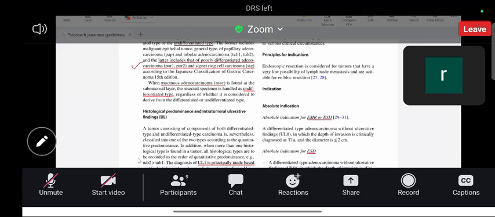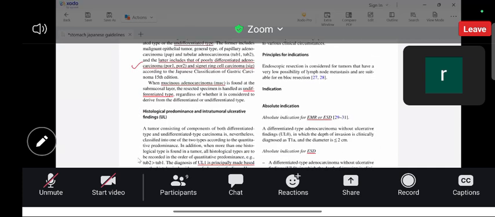Now, ulcerated or not, histological predominance and intratumoral ulcerative findings. So predominance, whatever type will be predominant, we will tell like that only. But we have to mention both. Like if there is tubular adenocarcinoma, type 2 is more, then we will mention it like this: 2 is more than 1.